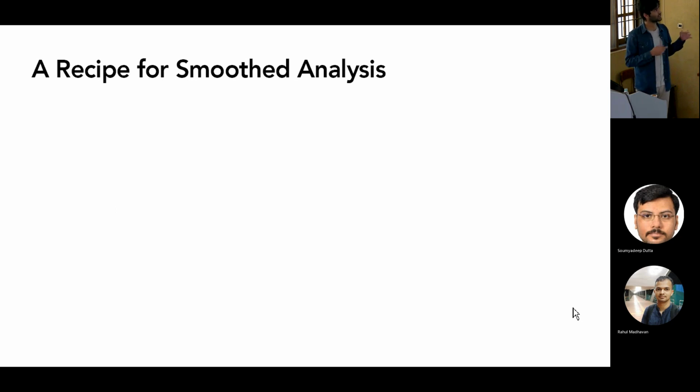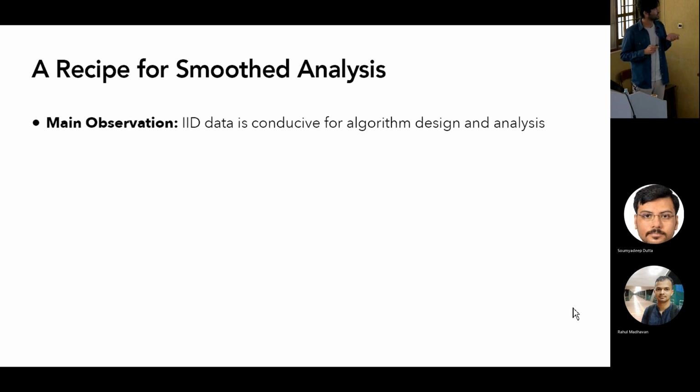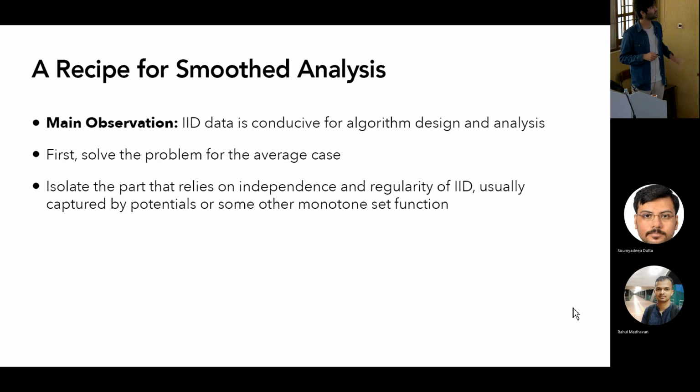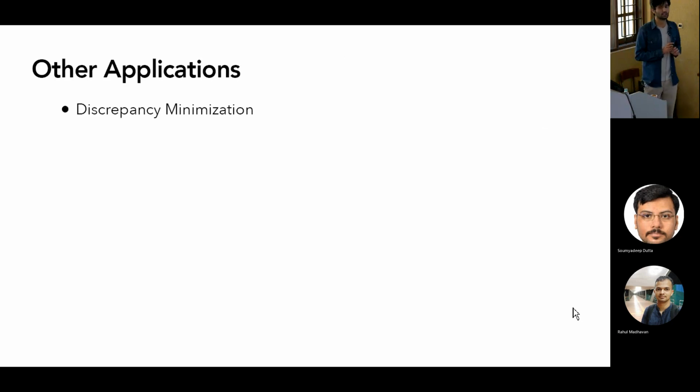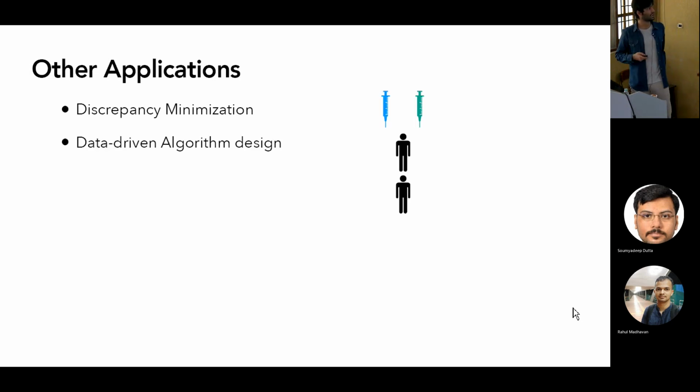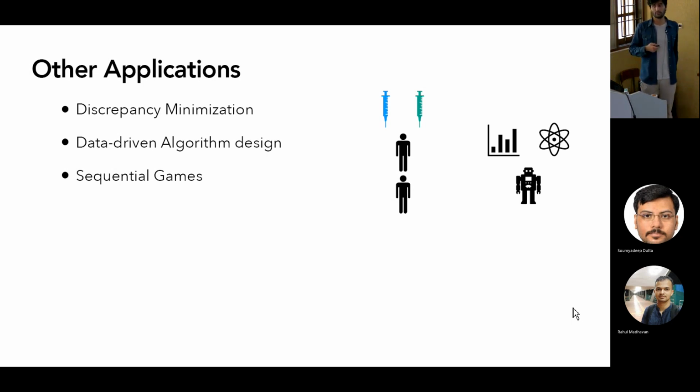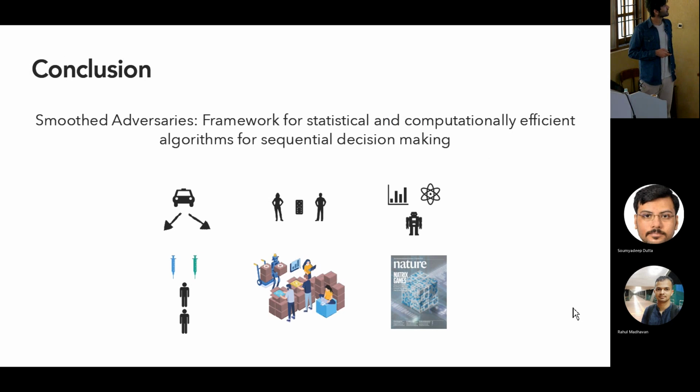But actually, because of the generality of this coupling lemma idea, you get a broad recipe for smooth analysis for these sequential decision making problems. But I'll skip this, and talk to me offline if you're interested. And this leads to other applications beyond sequential prediction, like sequential decision discrepancy minimization, data-driven algorithm design, and certain problems like solving sequential games.